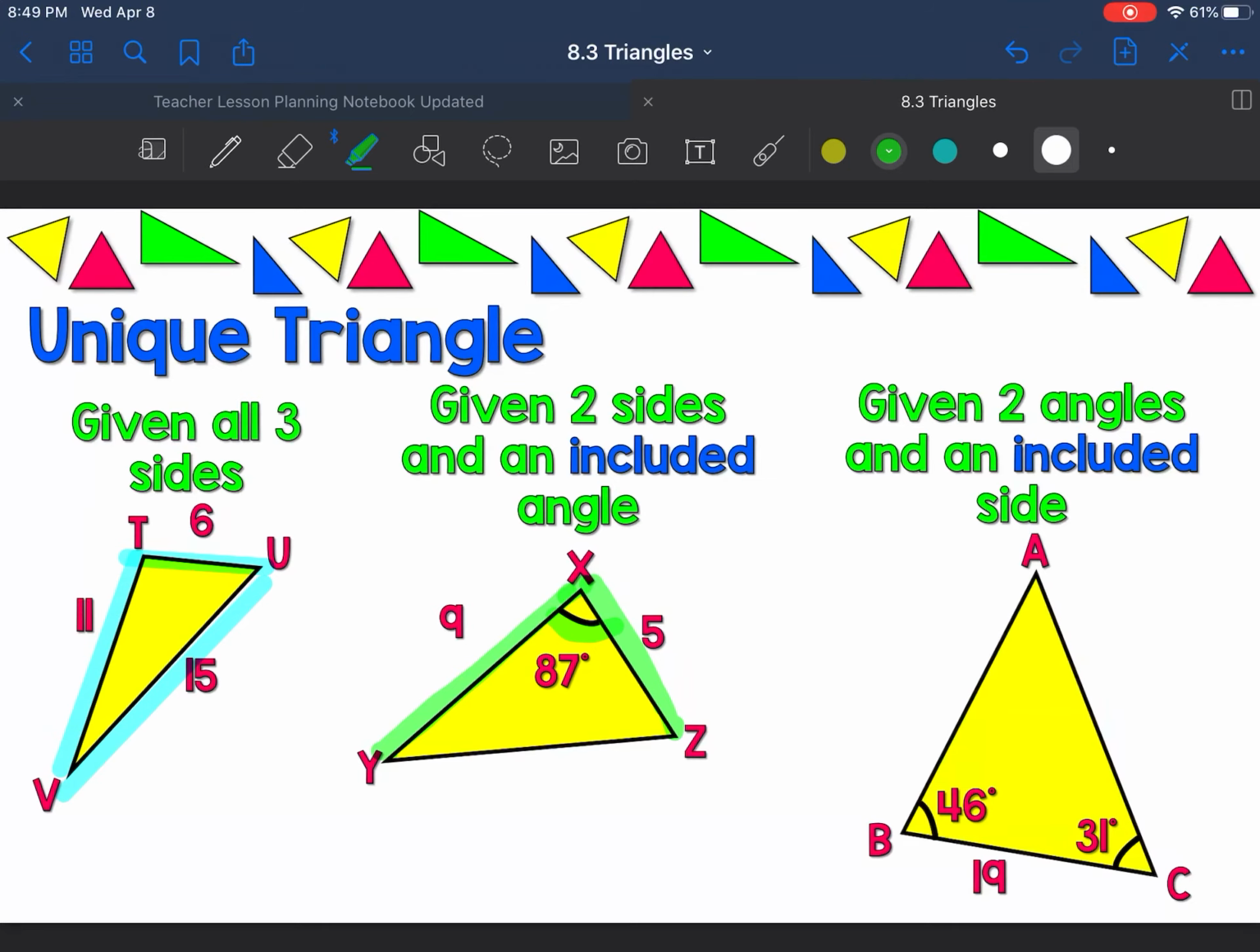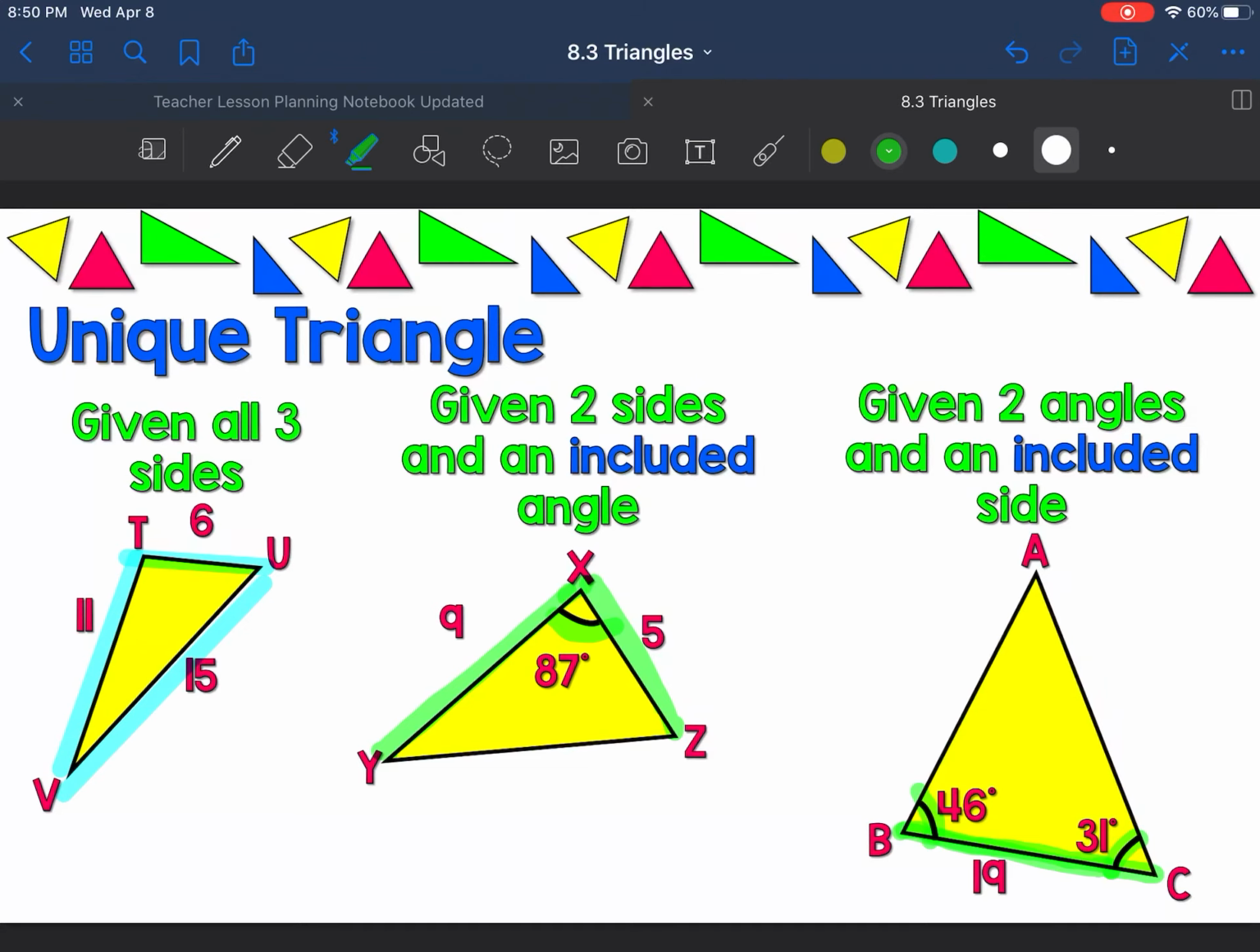And just like when we had the two sides and an included angle, you also have a unique triangle if you're given two angles and an included side. So once again, that's like another sandwich. Angle B and angle C are like your bread, and line BC, that 19, is like the insides of your sandwich. And those are what we call unique triangles.